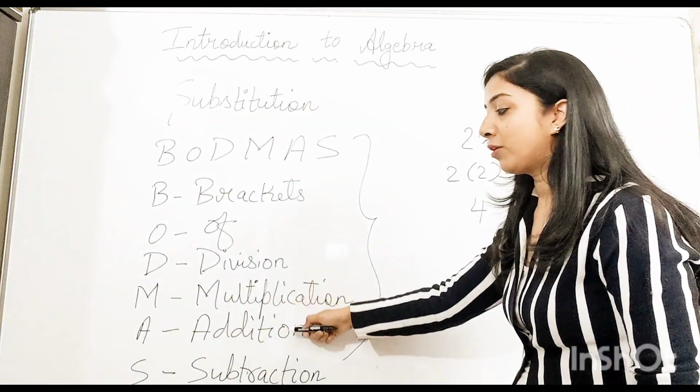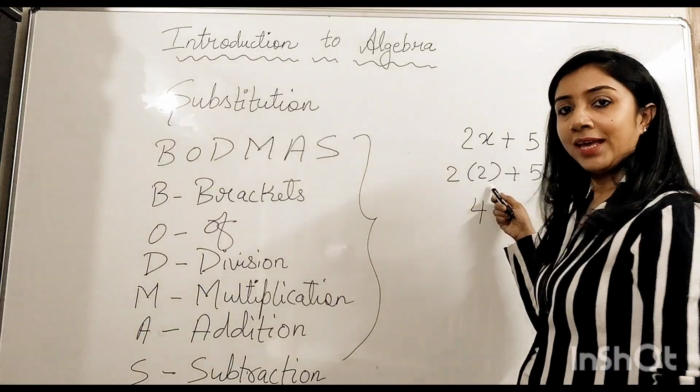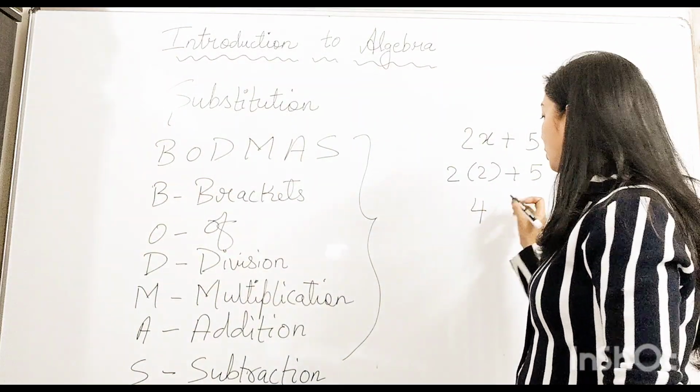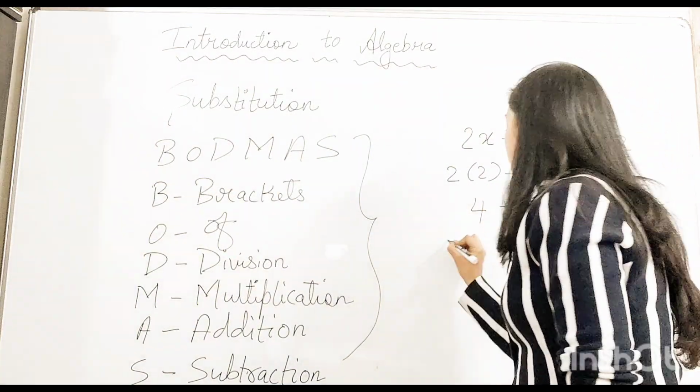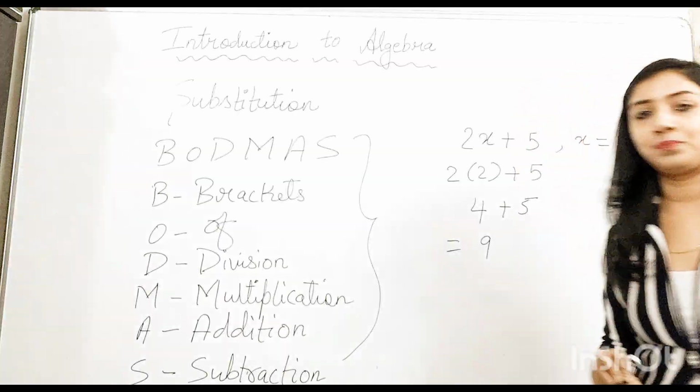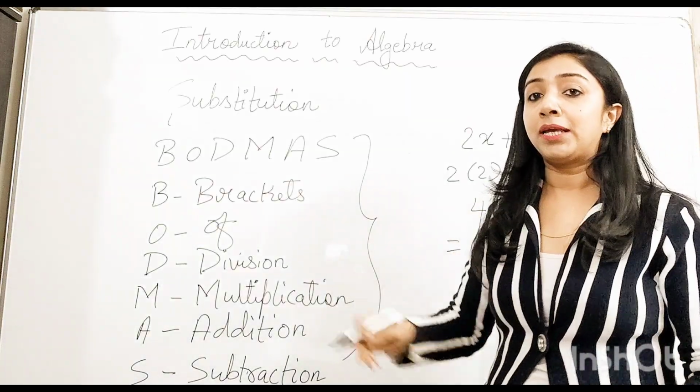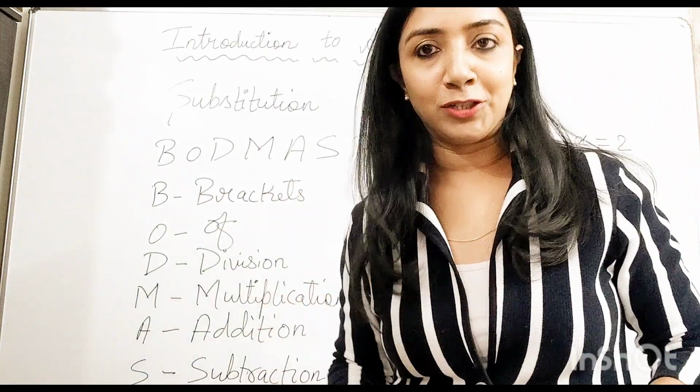Multiplication comes before addition, that's why we are multiplying first. So 2 times 2 is 4, plus 5. So your answer will be 9. This BODMAS rule I will explain to you in detail in my upcoming video, children.